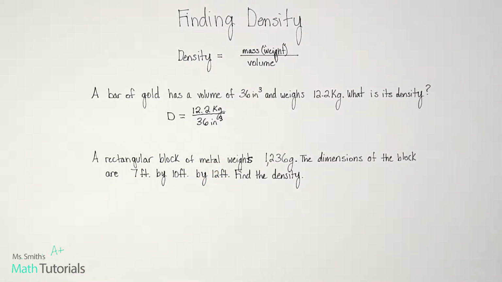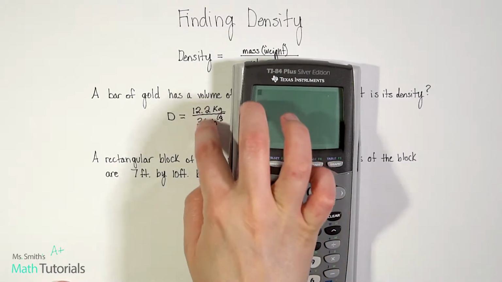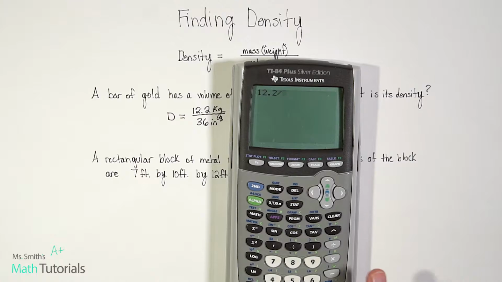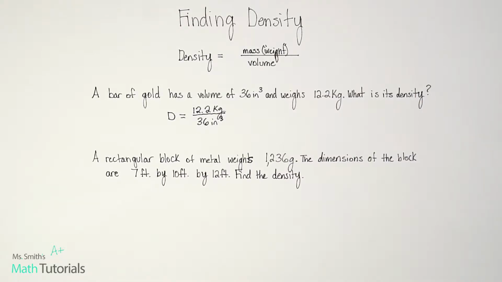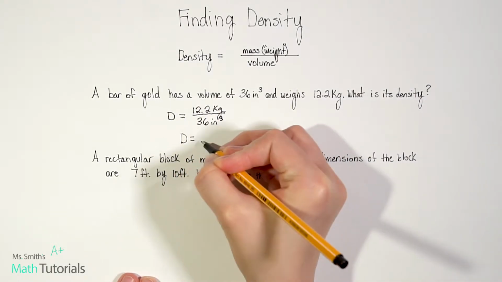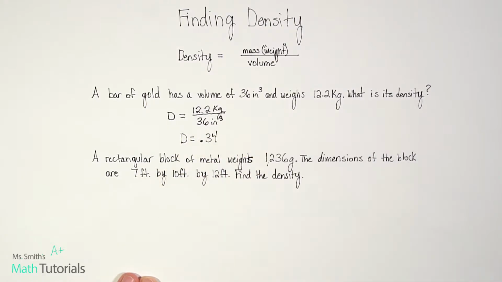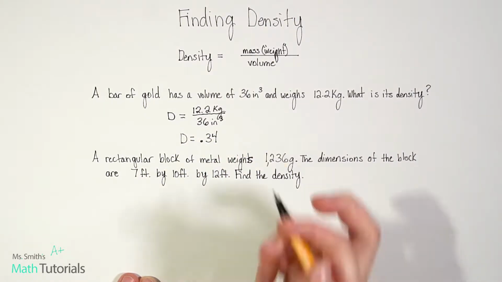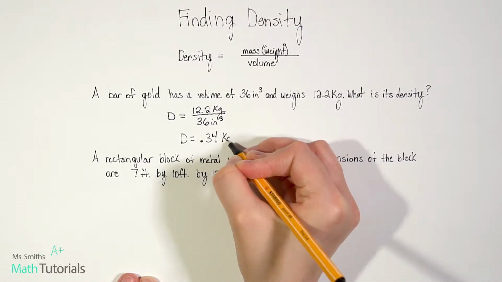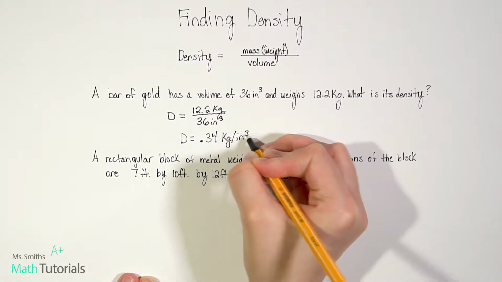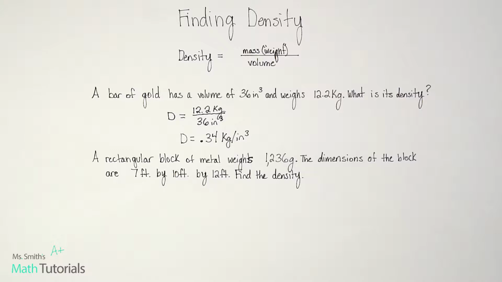So now we would want to bring out our calculator, and let's actually do the math. So 12.2 divided by 36. We get a long decimal, so we're just going to round to the nearest hundredth. So let's just call it 0.34. So our density is 0.34, and then the way that we're going to write these units, because we've got kilograms and also inches cubed, we're going to do kg, kilograms, per inches cubed. So 0.34 kilograms per inches cubed.